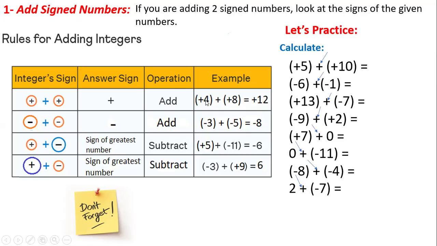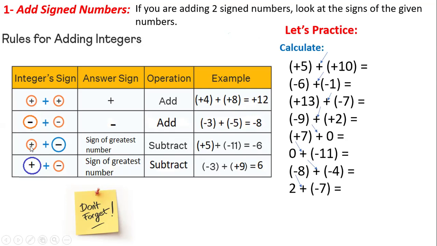Let me give you an example. I'm adding positive 4 with positive 8. Since the first number is positive and the second number is positive, the sign of the answer will be positive and we add both numbers. 4 plus 8 is 12. The second rule, I'm adding two negative numbers. The first number is negative, the second number is negative. The sign of the answer will be negative and we add both numbers. I'm adding negative 3 with negative 5. The first number is negative, the second number is negative, so the answer will be negative and I add 3 plus 5 is 8.